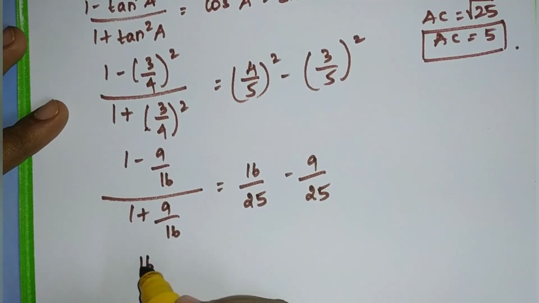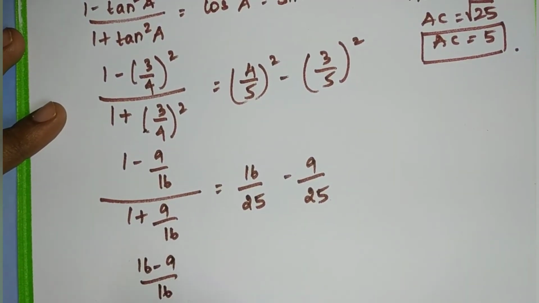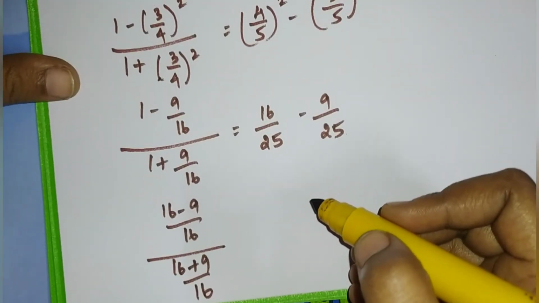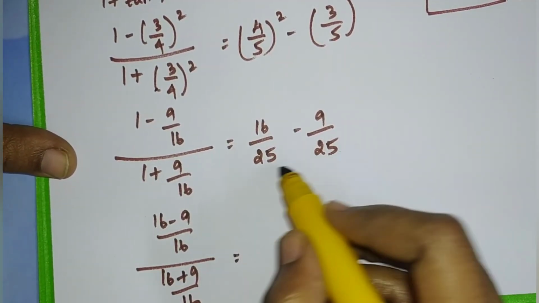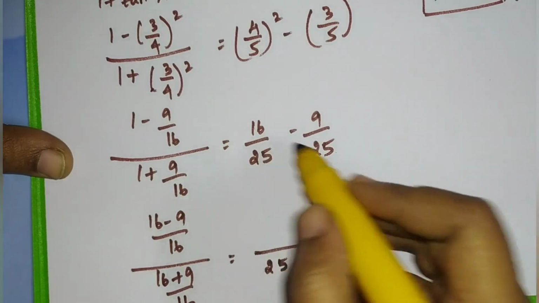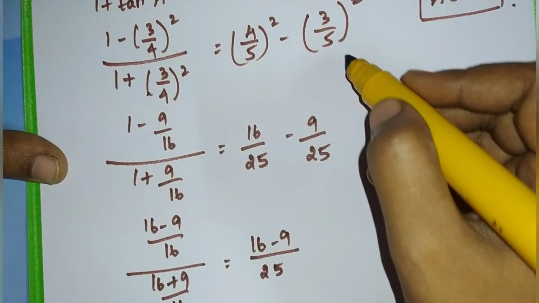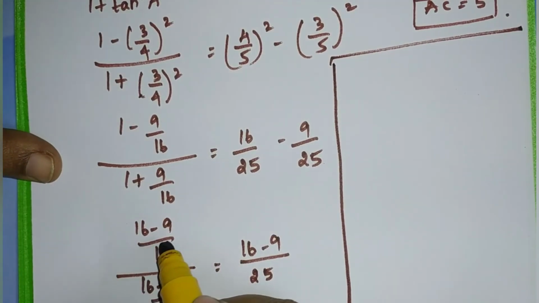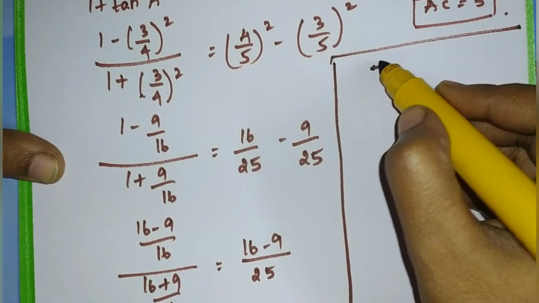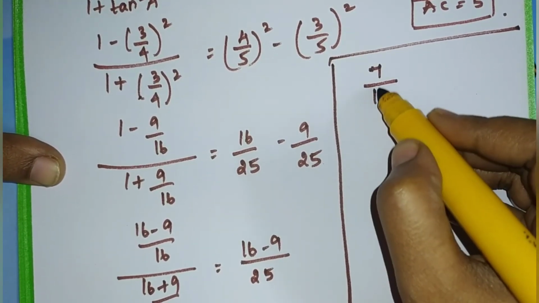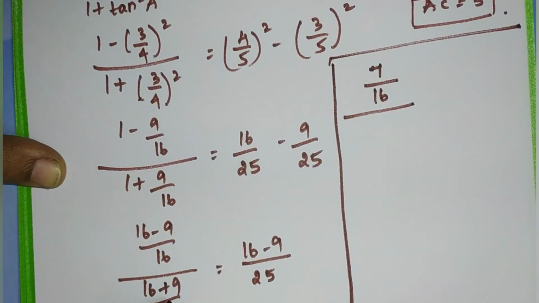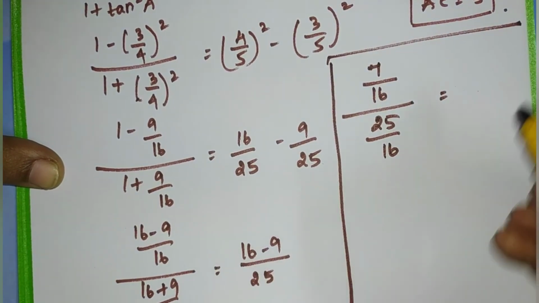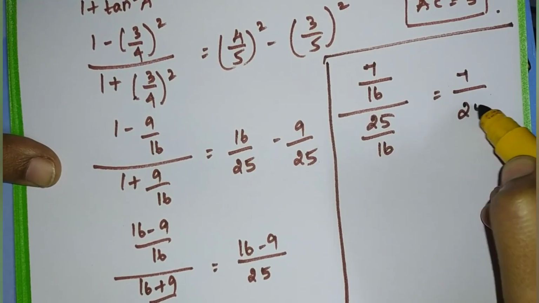Take LCM. 16 minus 9 divided by 16, 16 plus 9 divided by 16. Here we have a common denominator, so we can take the LCM. 16 minus 9 is what? 7. And then 16 plus 9 is 25. So 7 divided by 16 over 25 divided by 16 is equal to 16 minus 9, which is 7 divided by 25.